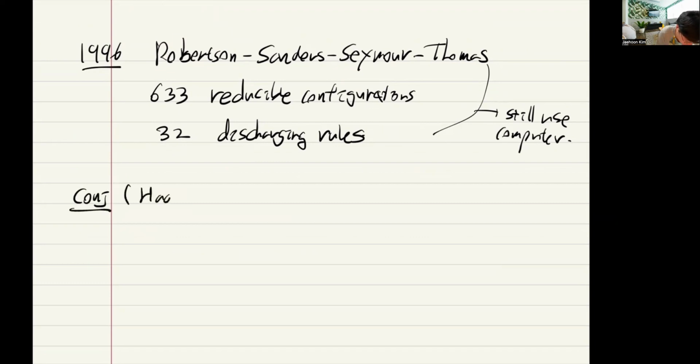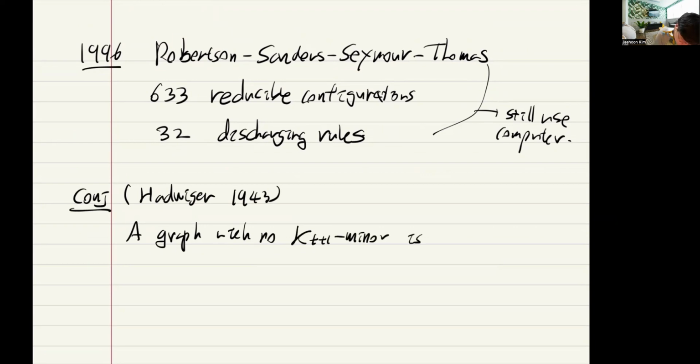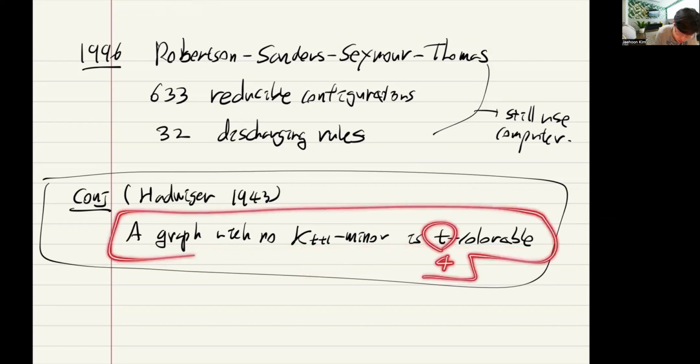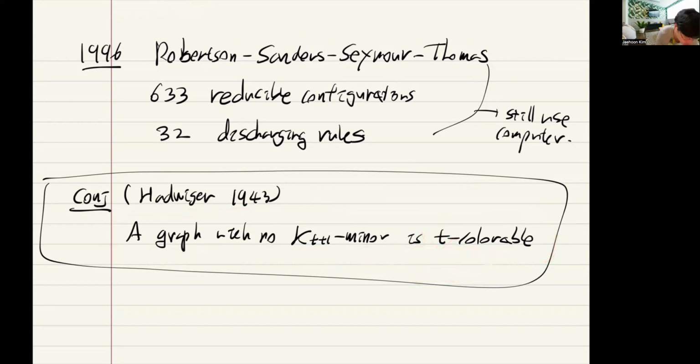There is this conjecture by Hadwiger, which is stronger than this four-color theorem. If a graph has no K_{t+1} minor, then it must be t-colorable. So this is a conjecture which is still open. Planar graphs, we know, have no K5 minor. So with t being 4, this implies that a graph with no K5 minor is 4-colorable. So this is stronger than the 4 color theorem, and this is still open. This is known for t at most 5.